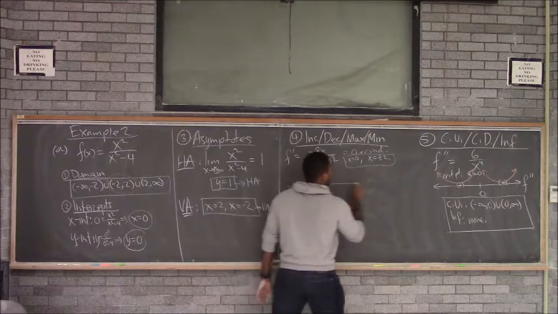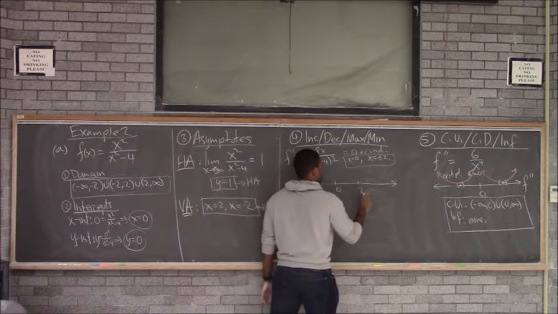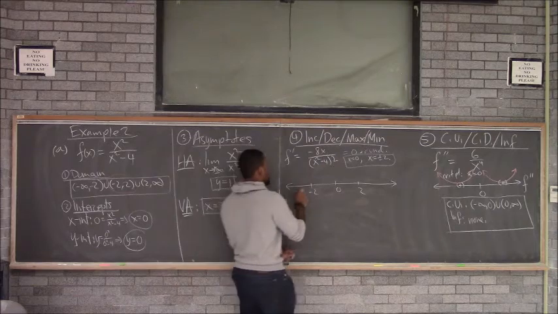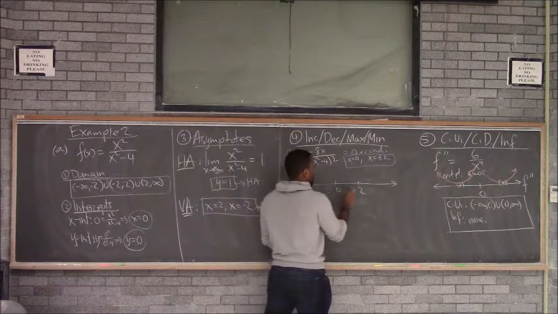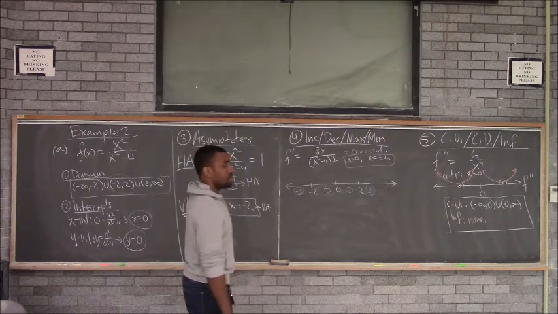So I'm going to draw a number line, and I'm going to put all those critical points on this line, and I am going to test points in between them: -3, -1, 1, 3. And I'm going to plug into the first derivative.